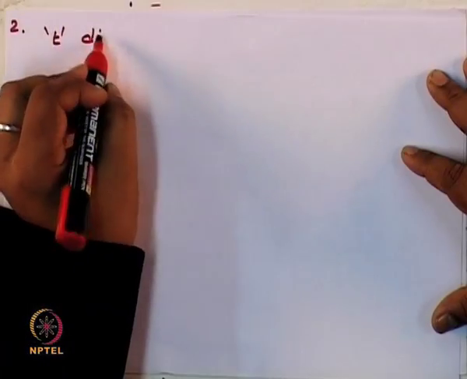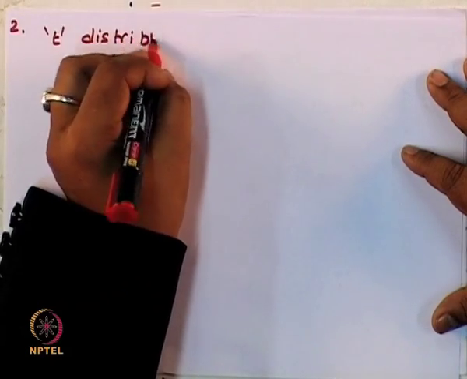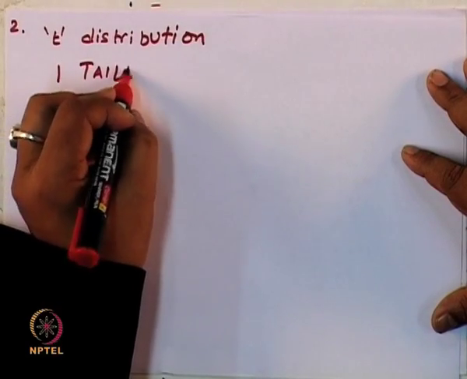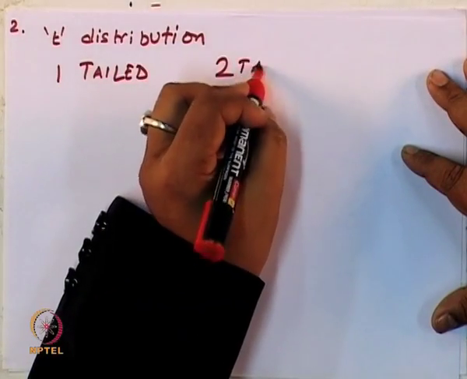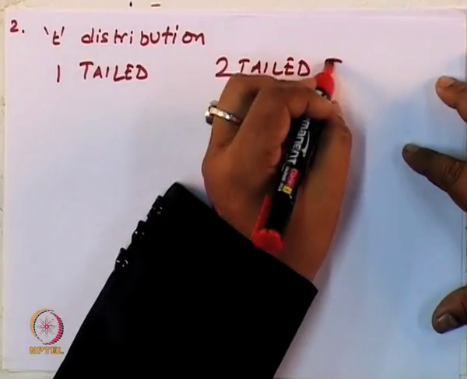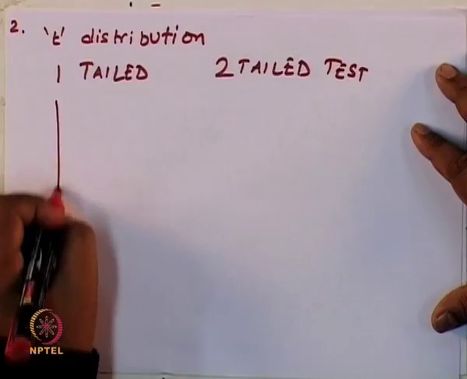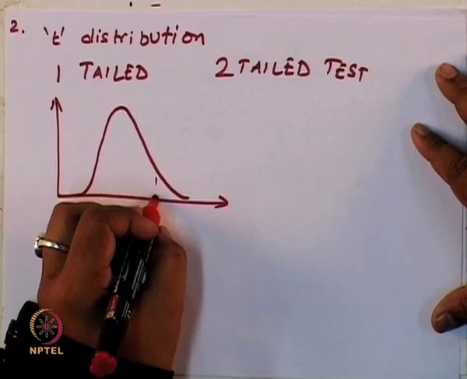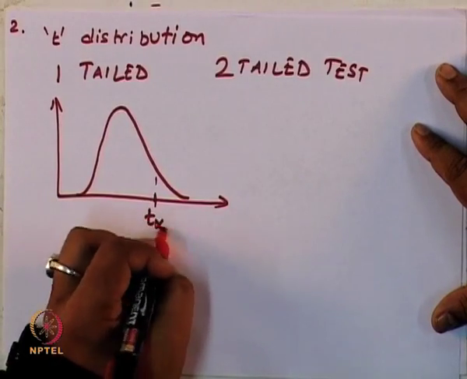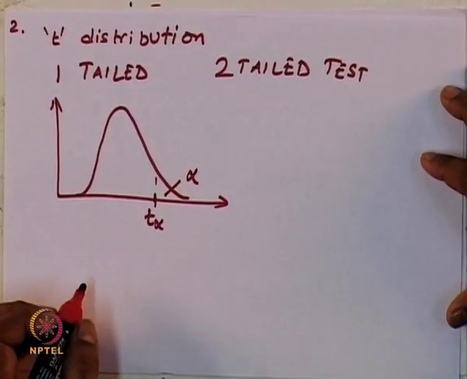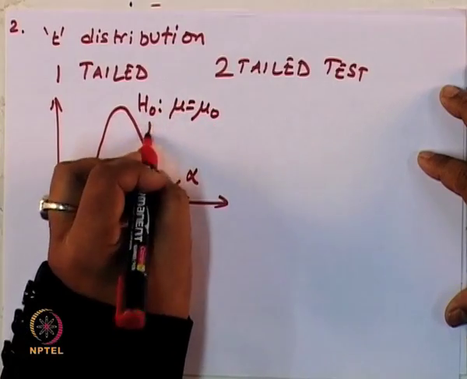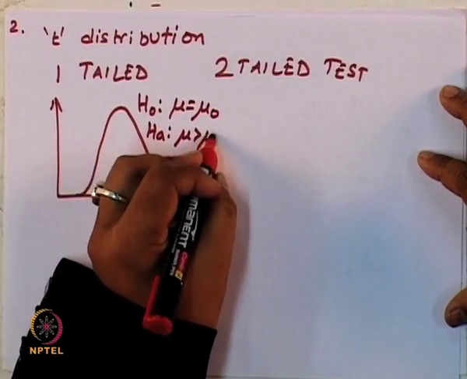For the t distribution, you also have either a one tailed or two tailed test. Here, as before, you calculate. So, this is your t of alpha, where alpha is the area under this curve, and your hypothesis is mu equal to mu naught and H A is mu greater than mu naught.